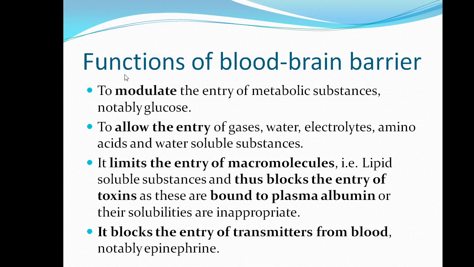The functions of the blood-brain barrier. Number one, to modulate the entry of the metabolic substances, notably glucose. Number two, to allow entry of gases, water, electrolytes, amino acids, and water-soluble substances. It limits the entry of the macromolecules, that is, lipid soluble substances, and thus it blocks the entry of toxins as these are bound to plasma albumin or their solubilities are inappropriate.